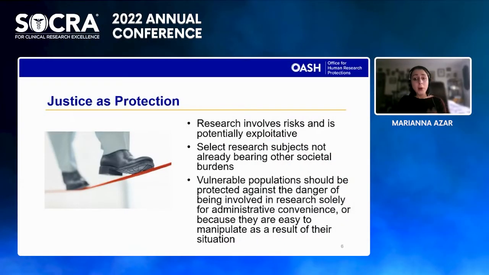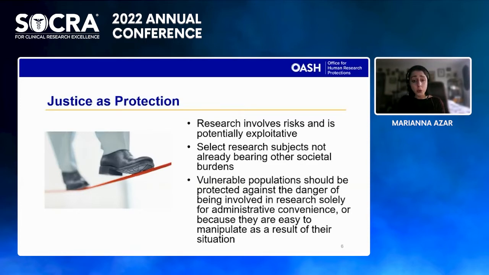Okay, so the Belmont Report serves as the ethical backbone of U.S. federal regulations governing human subjects research. Now, since Belmont frames justice in terms of protection, we ended up with both an ethical and a regulatory framework that carried certain assumptions about research risks and required protections for research participants from those risks. So, if we think of research as potentially being exploitive of certain individuals or groups, we are then pushed to be cognizant of the need to select subjects for research participation who are not already bearing other societal burdens.